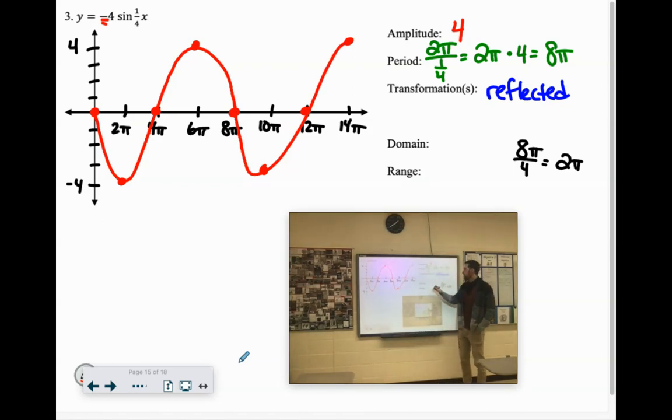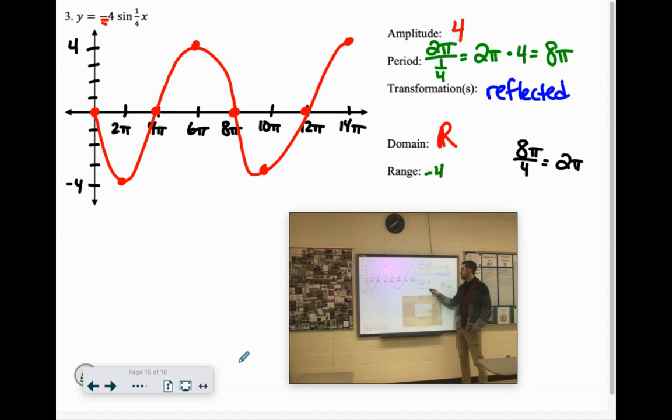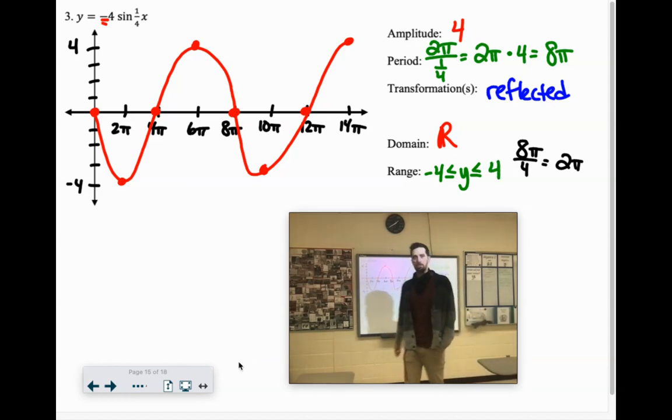Domain and range. Domain, all real numbers. It's going to be the same for all these sine and cosine ones. Range, our lowest value is -4. It's less than or equal to y. It's less than or equal to. Our highest value was +4. And now we're starting to cruise with these things.